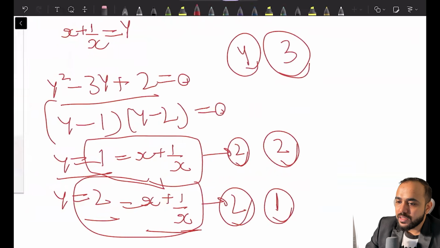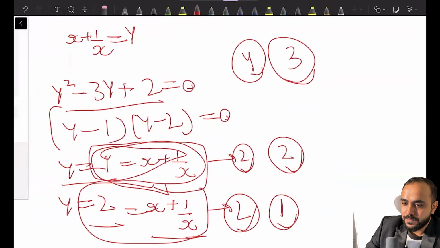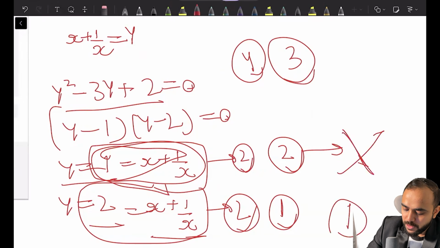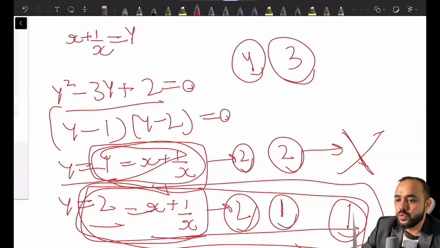But the actual answer is, would x plus 1 by x be equal to 1 ever? No, right? So there would be no real value of x here. So the only possible solution is coming from x plus 1 by x is equal to 2, and that is only one solution.